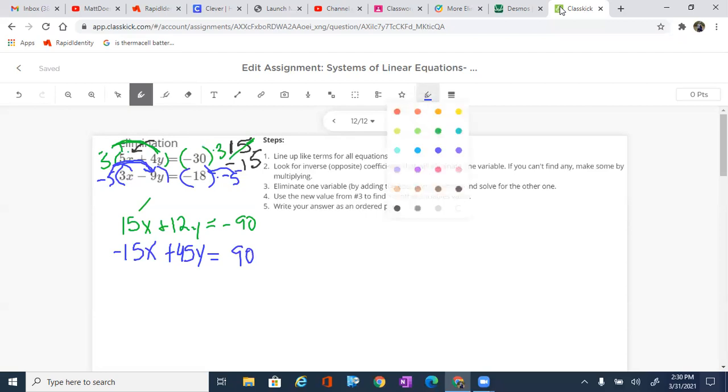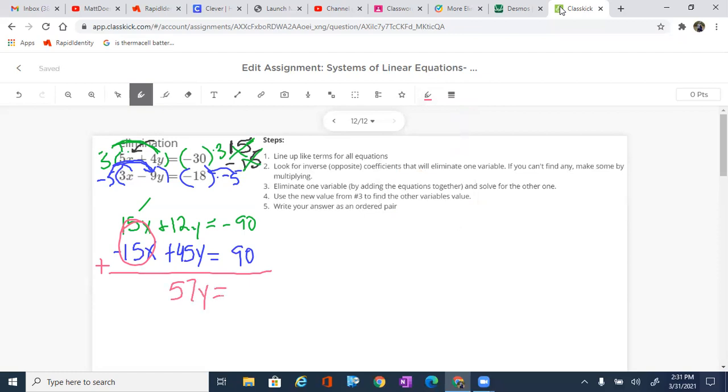Okay, now that we've got that, hopefully you'll see why I picked 15. They both divide into 15, and I have a positive and negative 15 there. I can go ahead and do the elimination method simply by adding the two equations together. 15x minus 15x cancels, giving me 0. 12y plus 45y is going to be 57y, equals negative 90 plus 90, which is 0. Okay, and then we divide by 57. At this point, what you should see is that y is going to be equal to 0 divided by 57, which is 0.